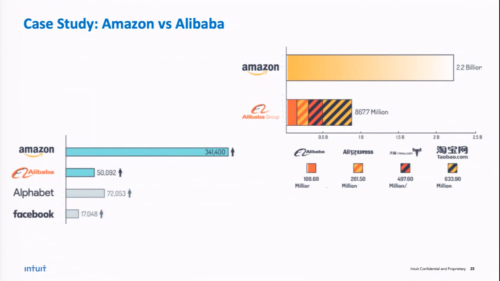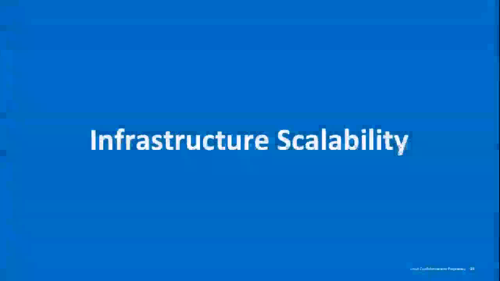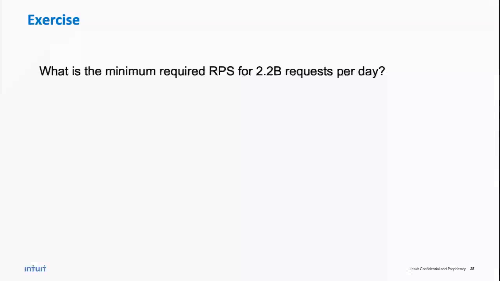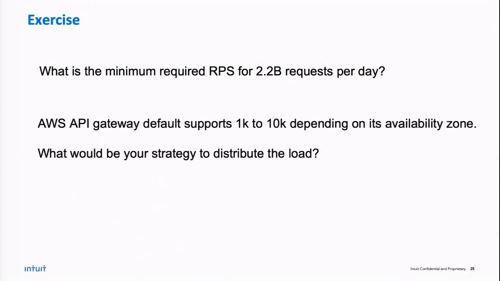Okay. Let's say I want to have a very scalable infrastructure, and I want to support 2.2 billion requests in one day. Then what is the request per second you need to support? Can anybody calculate quickly? So what should be the request per second if I want to support 2.2 billion requests in one day?